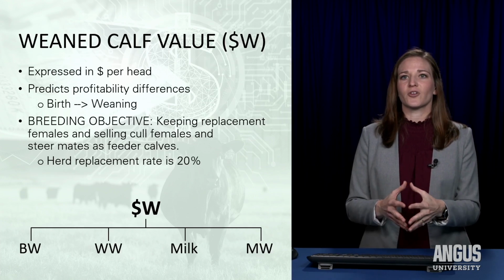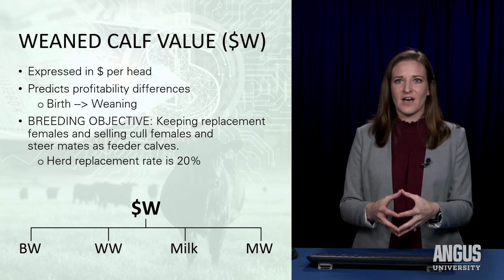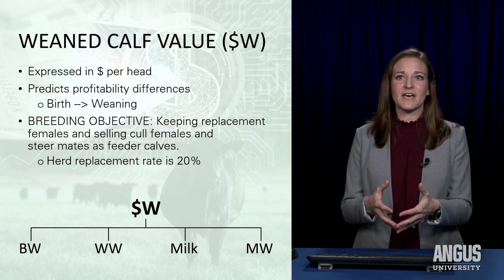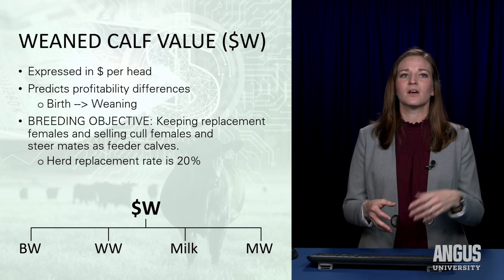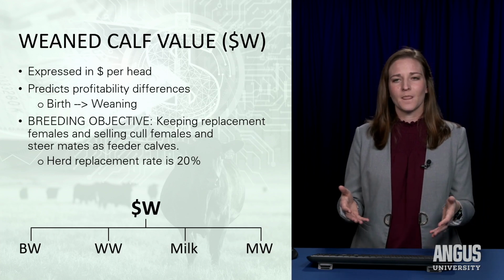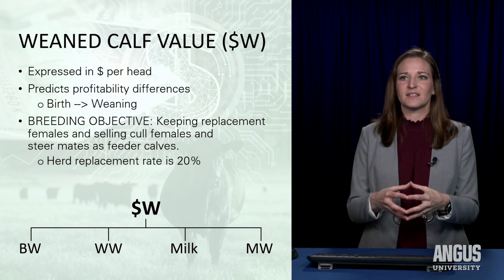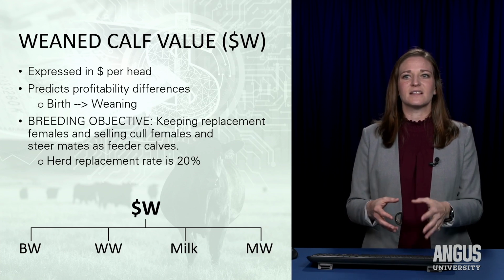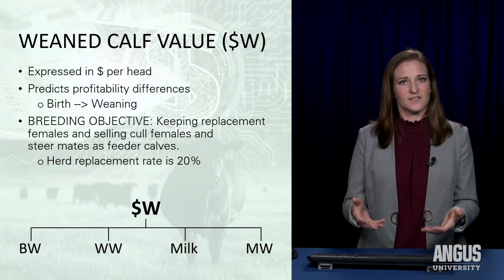Now taking a look at $W, this is our weaned calf value. Again, this is a value expressed specifically in dollars per head, looking at profitability from birth to weaning. So this is a dollar value with the breeding objective of keeping replacement females and selling cull females and steer mates as feeder calves.